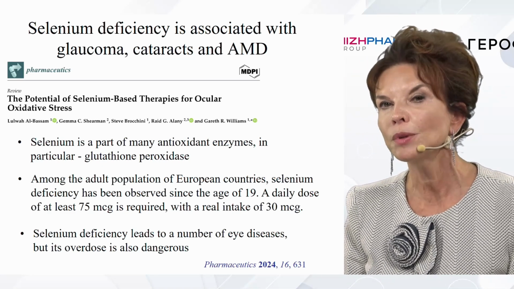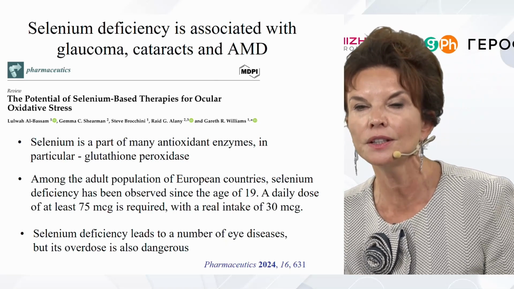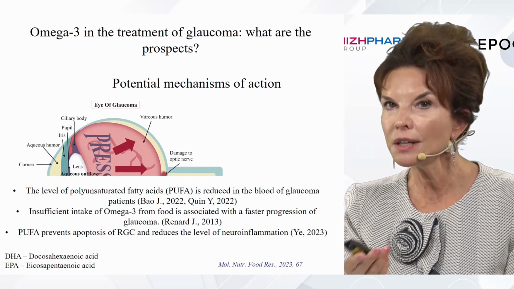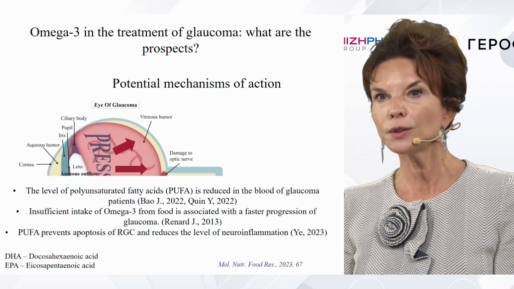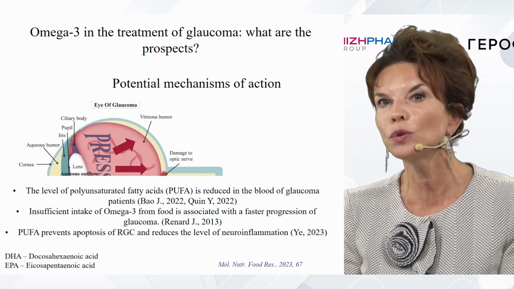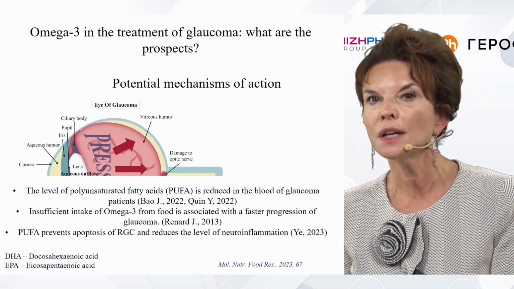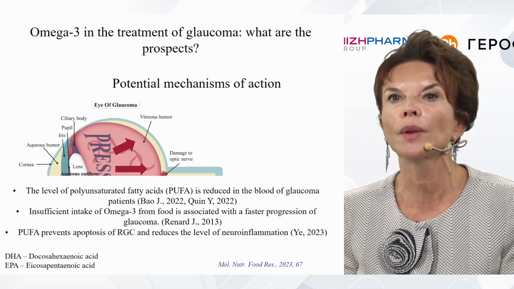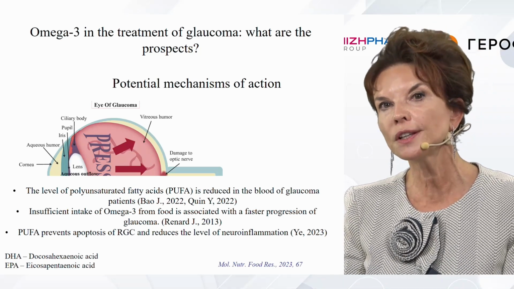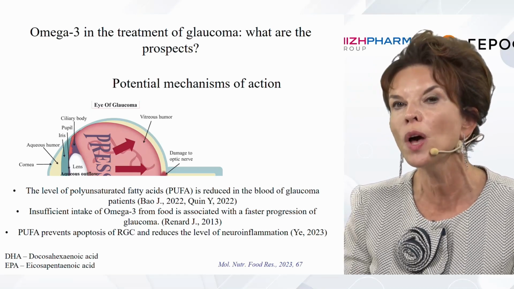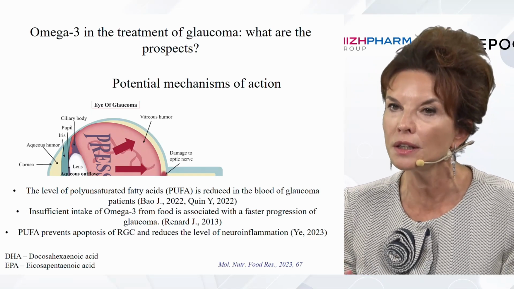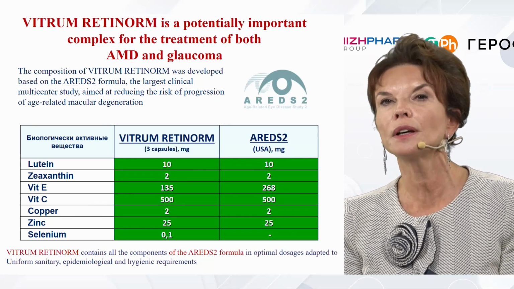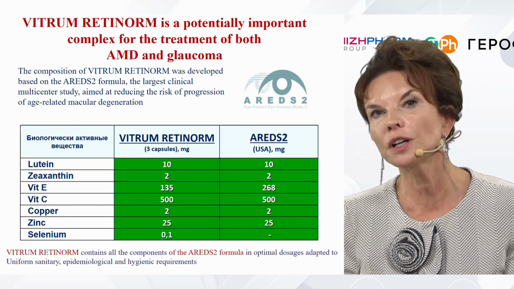Well, as for other vitamins, there should be a balance achieved, because if there is a shortage or vice versa, too much vitamins, it can be a problem. Omega-3 in the treatment of glaucoma, the shortage leads to the progression of disease. And as for omega-3, it prevents, together with other PUFA, apoptosis through neuroinflammation.